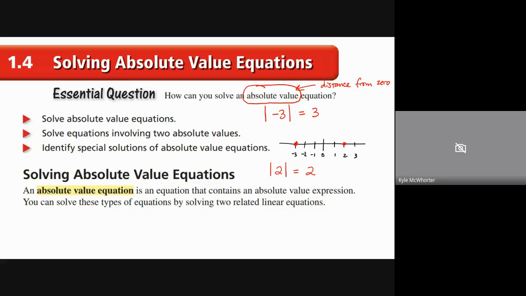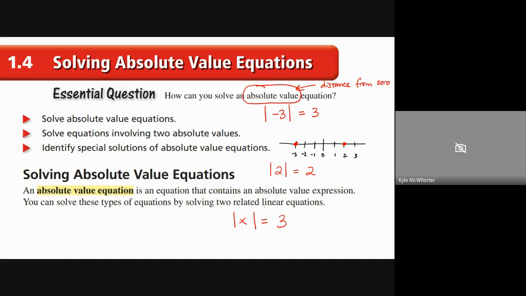So an absolute value equation is an equation that has an absolute value expression, meaning you've got an absolute value and there's a variable inside. So we're going to have stuff like absolute value of x equals... let's do this one real quick. Absolute value of x equals 3.